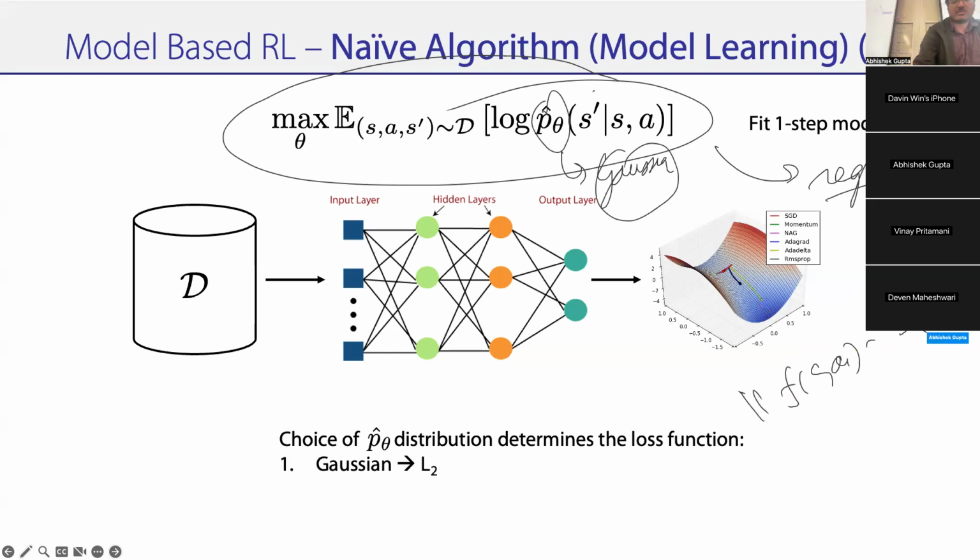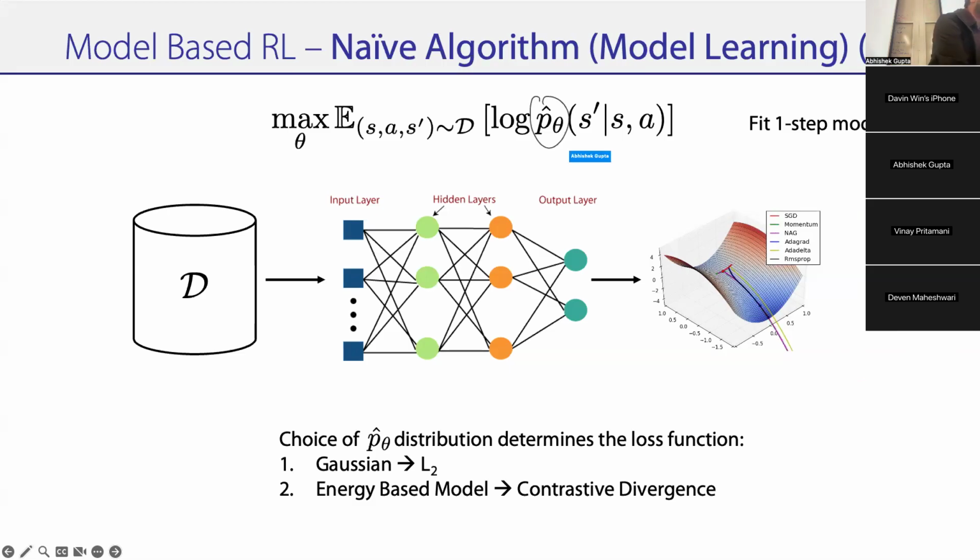You can do the same thing for other model classes. If you have p hat theta being what we call an energy-based model, you get an algorithm like contrastive divergence. If you have p hat theta being a diffusion model, then you get something that you call score matching. And so different choices of p hat theta lead to different algorithms to train these models, but they're all essentially supervised learning.